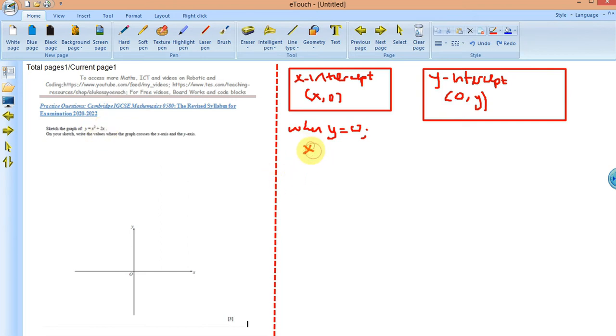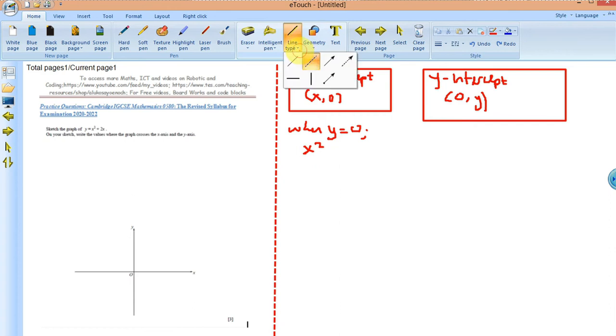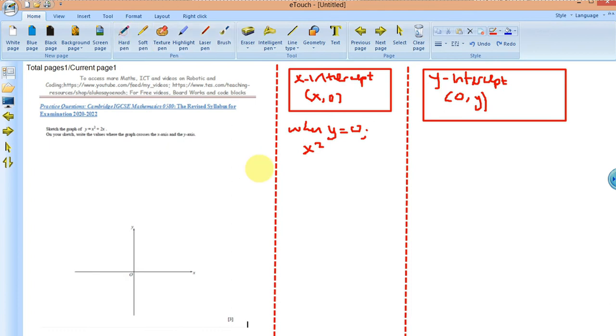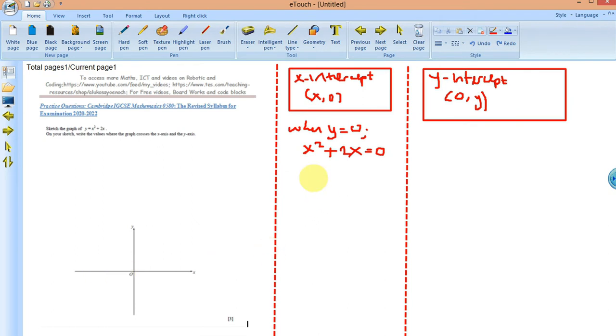So we have x squared. Let me just demarcate, so that I'll be able to manage my board. So I have x squared plus 2x equals 0. We want to find the roots of the equation, that is the two points where this graph cuts the x-axis. So you factor x out, x into x plus 2. Hope that's clear guys, equals 0. So from here we can see that x equals 0, or x plus 2 equals 0, that is x equals minus 2.